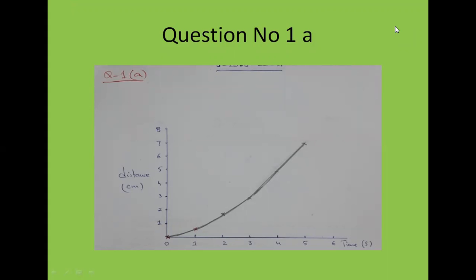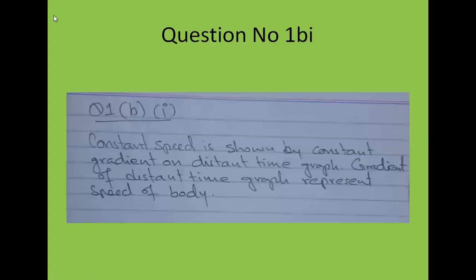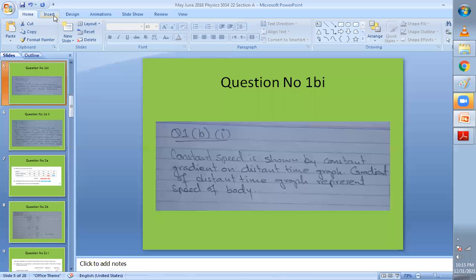So if the speed is constant, it means that the gradient will be constant. And when the graph has a constant gradient, the graph will be a straight line. The gradient will not change. Hopefully you understand what I'm talking about. Constant speed is shown by a constant gradient on the distance time graph. The gradient of the distance time graph represents the speed of the body. So this is the answer.